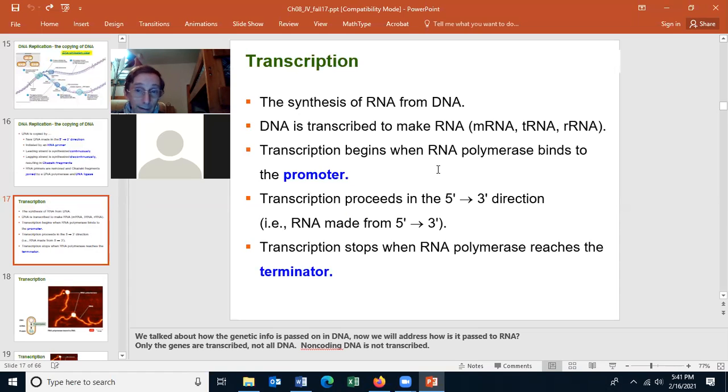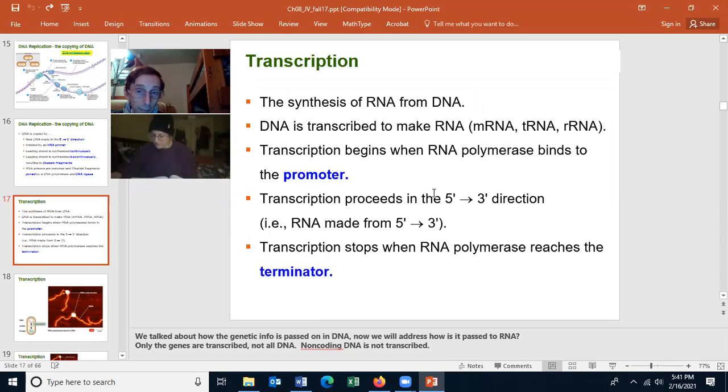Transcription begins when the RNA polymerase binds to the promoter. The promoter is a region of DNA upstream of the gene. And what the promoter does is it codes for the binding of the RNA polymerase. The RNA polymerase then proceeds in the 5' to 3' direction on the DNA, and it will transcribe the DNA into RNA. So RNA is made in the 5' to 3' direction.